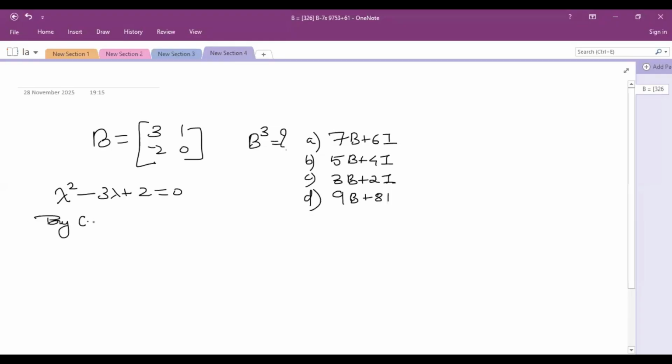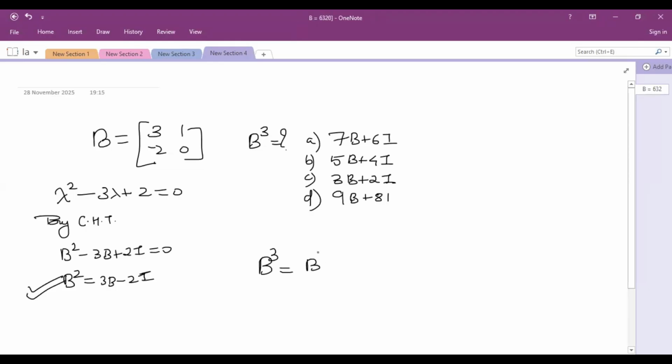Now we can apply Cayley-Hamilton theorem, which says that every characteristic equation satisfies its own matrix. I mean, the matrix satisfies its own characteristic polynomial. So we have B square minus 3B plus 2I equal to 0, which gives me B square is equal to 3B minus 2I. So we have got the value of B square and we want to find the value of B cube.